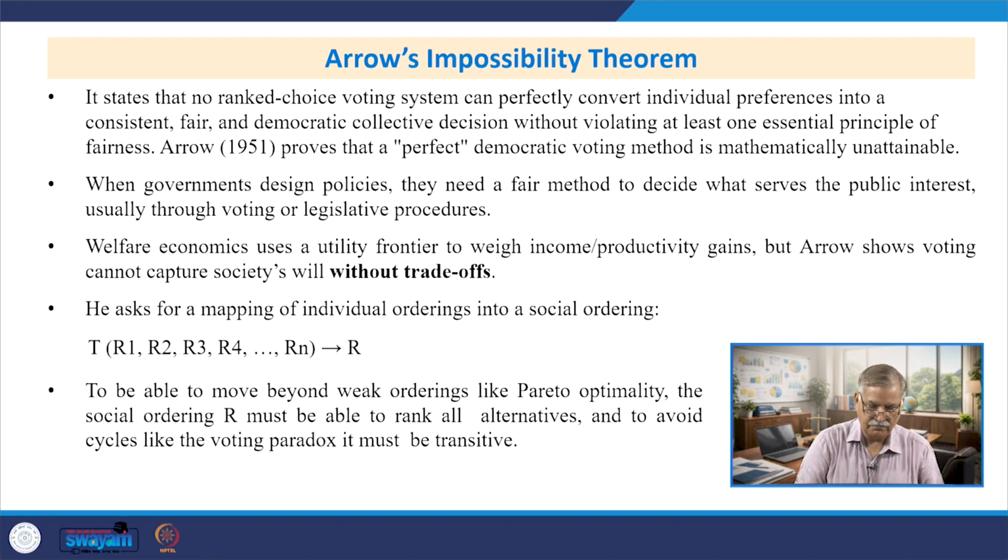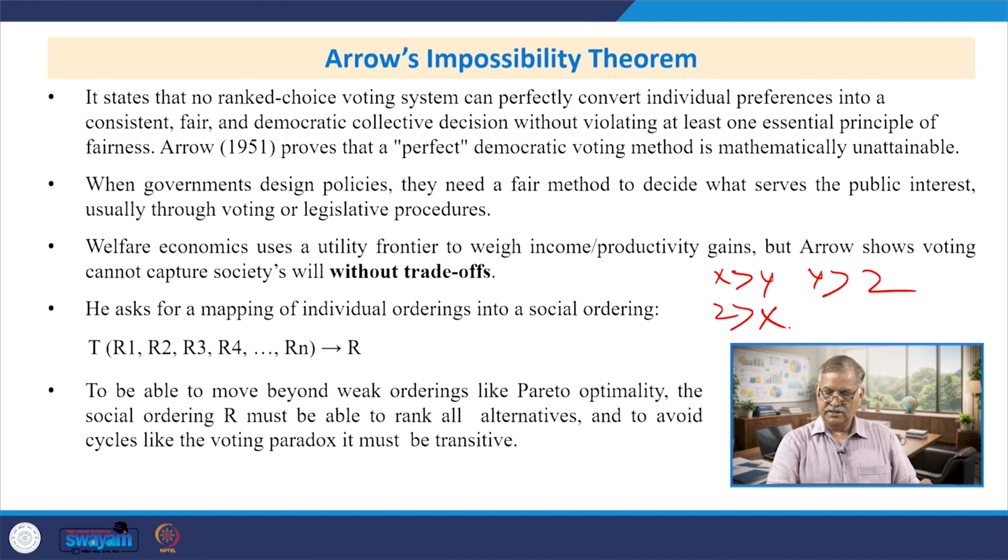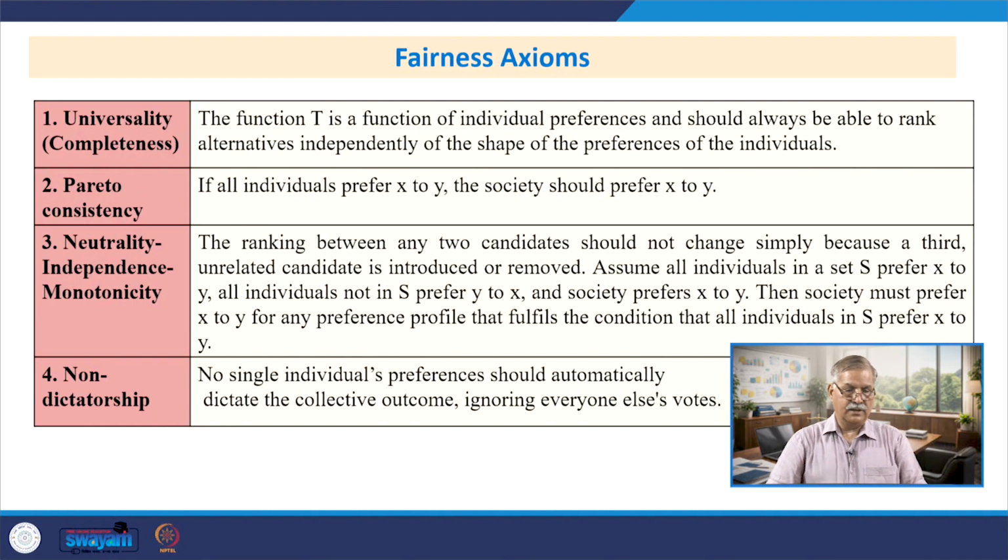To be able to move beyond weak ordering like Pareto optimality, the social ordering R must be able to rank all alternatives, and to avoid cycles like the voting paradox, it must be transitive. So it means that if X is preferred to Y and Y is preferred to Z, then Z cannot be preferred to X. So that is transitivity, meaning X will be preferred to Z also. So he introduced fairness axioms. Let us discuss them briefly.